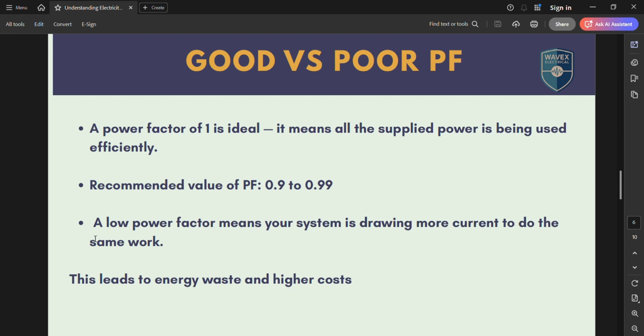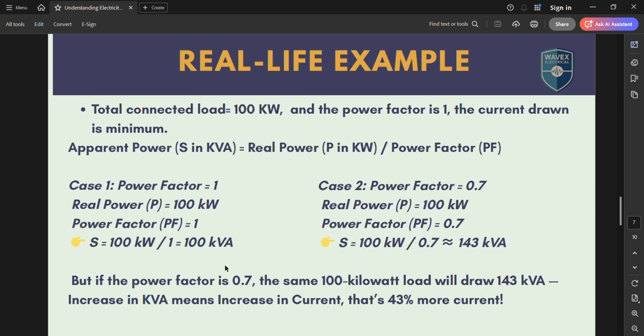Okay, a low power factor means your system is drawing more current to do the same work. This leads to energy wastage and higher cost. I will explain with a real life example how that wastage of energy happens.